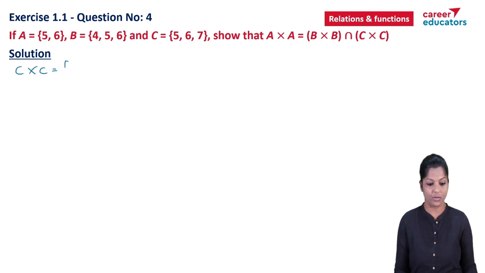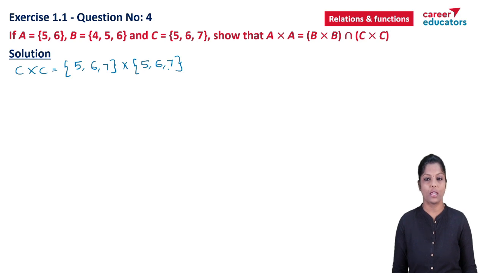C cross C equal to, write all the elements of C, 5, 6, 7 cross, write all the elements of C, 5, 6, 7. To find C cross C, you have to pair each element of C with each element of C. In next step, we have to take the first element of C and pair with all the elements of C. We will get (5, 5), (5, 6), (5, 7). Likewise, we have to do it for remaining elements of C.